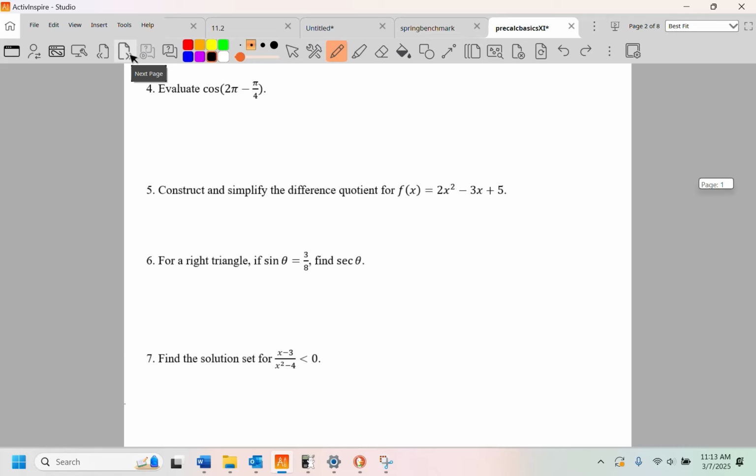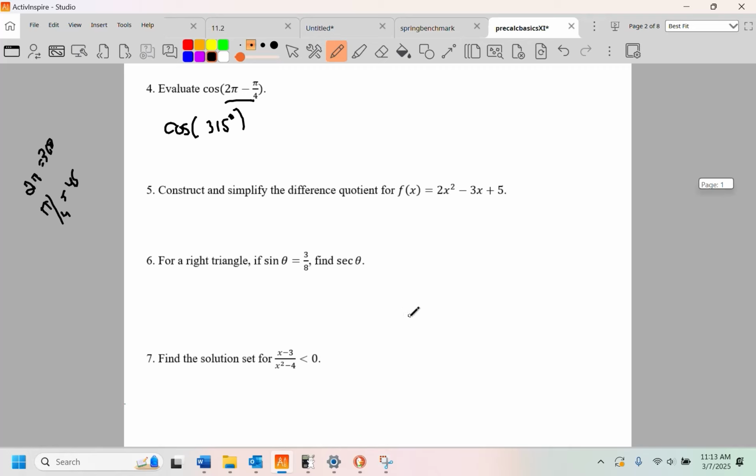All right, cosine of 2 pi minus pi over 4. I'm sure a couple of you have no idea how to do this piece right here, because bless you. You know, however, that 2 pi is 360 degrees, and you know, however, that pi over 4 is 45. So you're actually finding the cosine of 315 degrees.